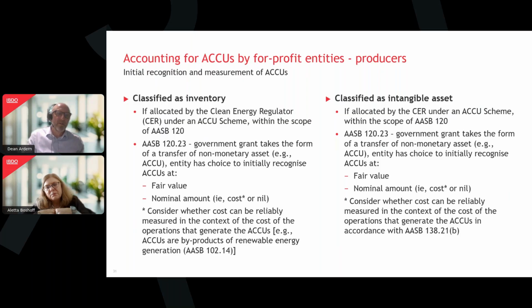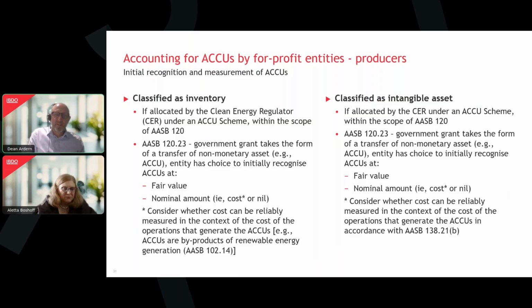So there is obviously, though, within the standard AASB 120, there is a prospect if you apply a nominal cost approach to them. The idea is that you might be able to determine a cost for them. So if you think about, if I'm producing, and I'll step outside ACCUs for a second, if I'm producing electricity, there's a cost to running the renewable energy production. Is it possible and feasible that I can actually determine a cost for that based on the cost of running that renewable energy?